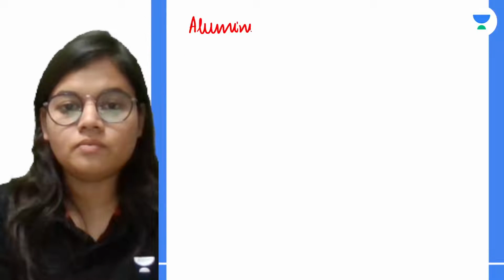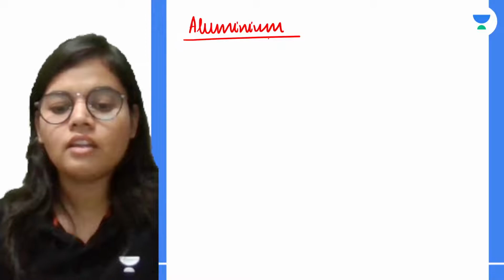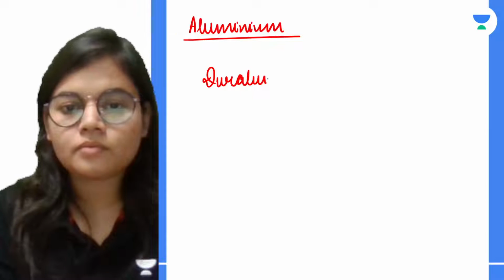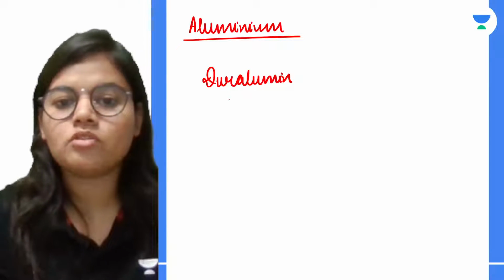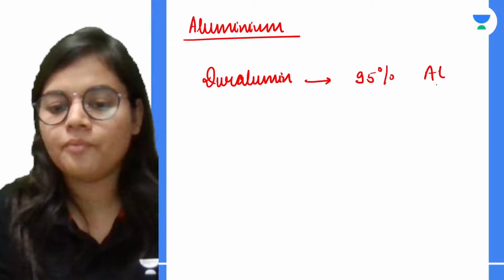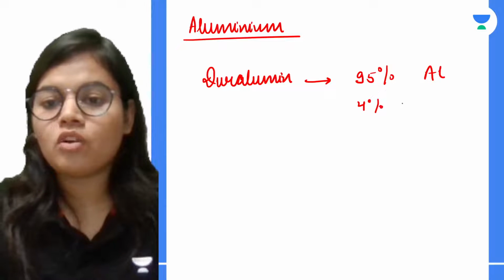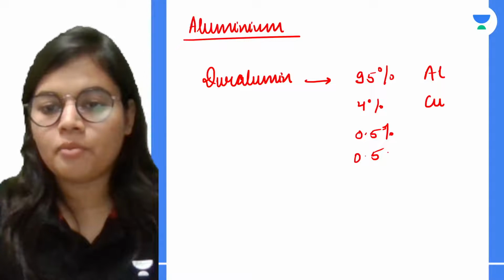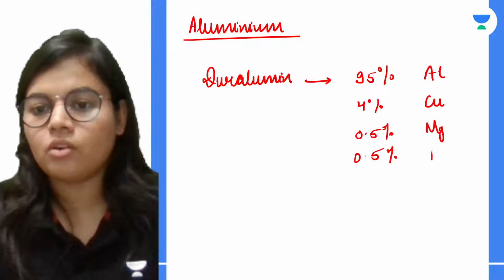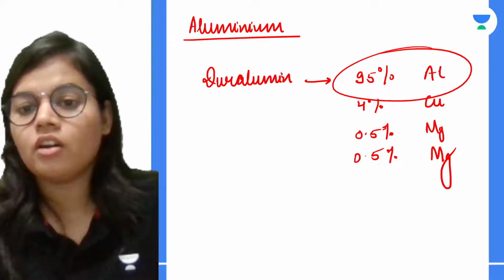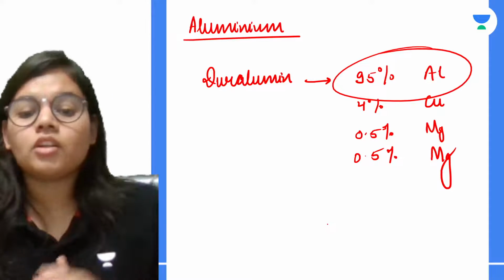Okay, if I talk about aluminium, the very common alloys are duralumin and magnalium. So let's study duralumin first. This consists of 95% aluminium, a small quantity, about 4%, of copper, and a little bit of manganese and magnesium. So a huge quantity of aluminium and comparatively less copper.